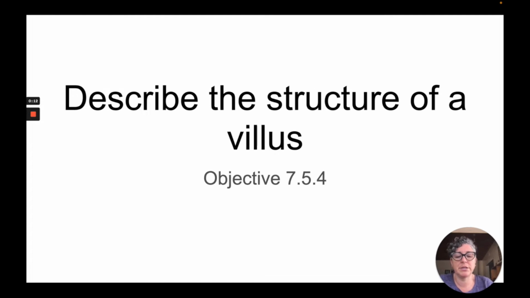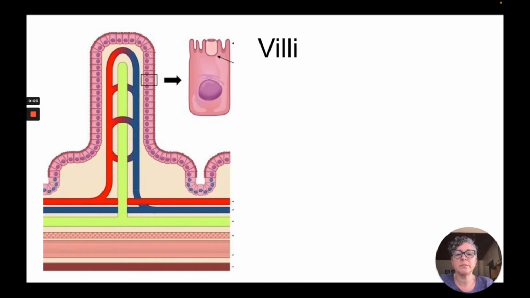This video covers the IGCSE Biology Objective 7.5.4 on the 2025 CAIE syllabus: to describe the structure of a villus. So here we have a villi. This is what it looks like on the inside. We will not be talking about the microvilli, although that is pictured here. We want to know what is going on inside. What is inside that finger-like projection?